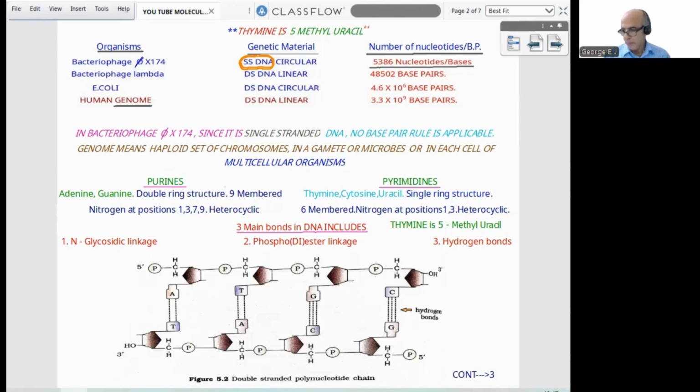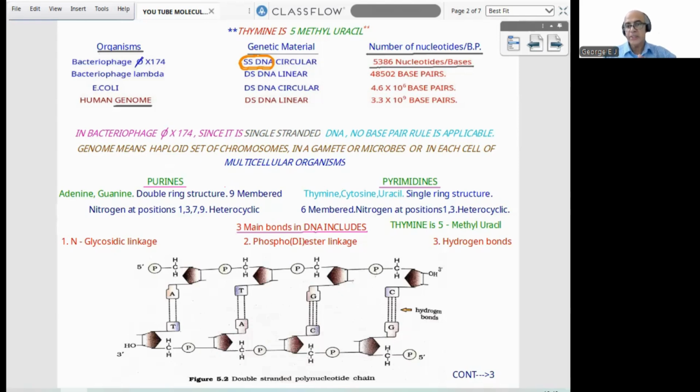Now comes purines and pyrimidines, their comparison, differences, etc. What are purines? Purine is a nitrogen base, where we find adenine and guanine. It is a double ring structure, 9-membered, with nitrogen at positions 1, 3, 7, 9. It is heterocyclic. Now pyrimidines: thymine, cytosine, and uracil.